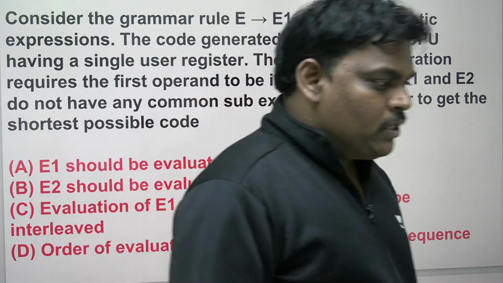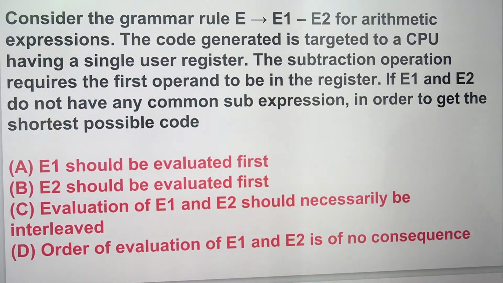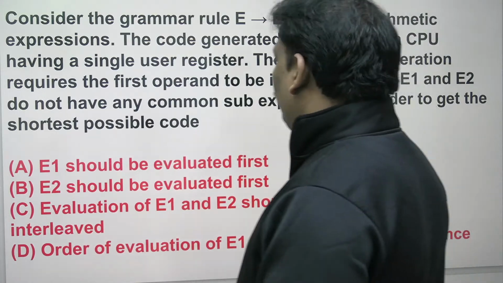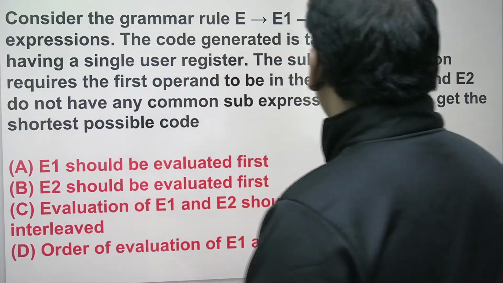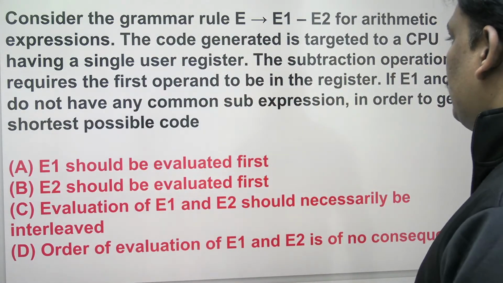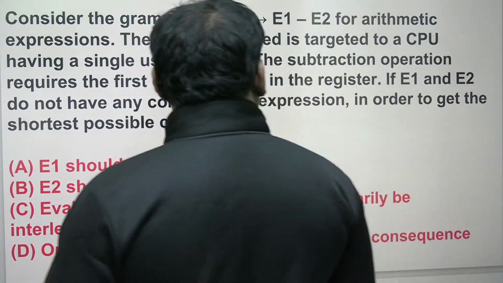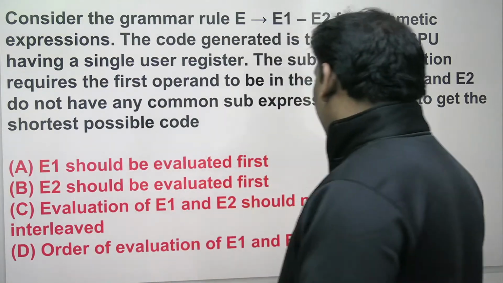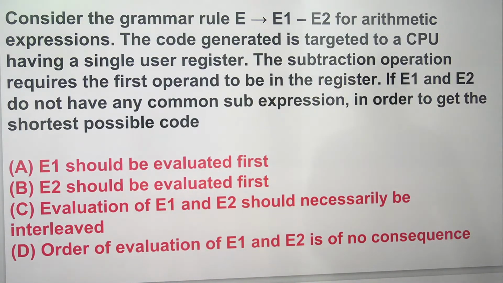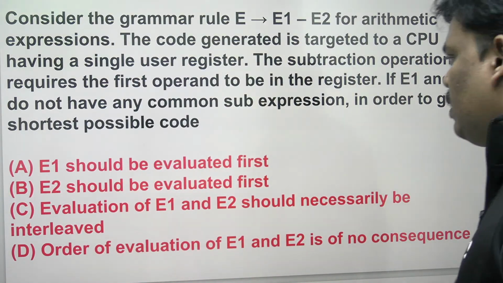Try this. What is the answer for this? Consider the grammar rule E goes to E1 minus E2 for the arithmetic expression. The code generated is targeted to a CPU having a single user register. The subtraction operation requires the first operand to be in the register. If E1 and E2 do not have any common sub expression, in order to get the shortest possible code, what is the answer?